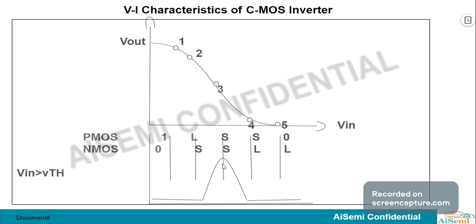This is the saturation region. When the saturation region comes, the condition is satisfied: Vin equals Vout equals VDD by 2. Only at this condition are both the PMOS and NMOS in the saturation region, and then a high current flows between VDD and VSS. This is the VI characteristics of CMOS inverters.